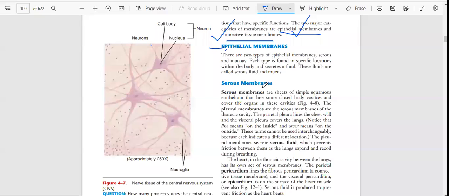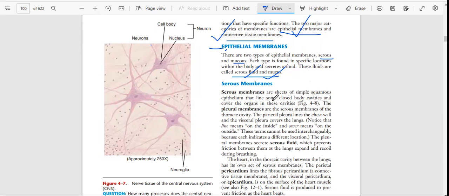In the epithelial membrane, we have two types of membrane, that is serous and mucous membrane. Each type is found in specific locations within the body and secretes a fluid. These fluids are called serous fluid and mucus. So wherever we have serous membrane and mucous membrane, they will secrete some substances. If there is serous membrane, it will secrete serous fluid. If there is mucous membrane, it will secrete mucus.